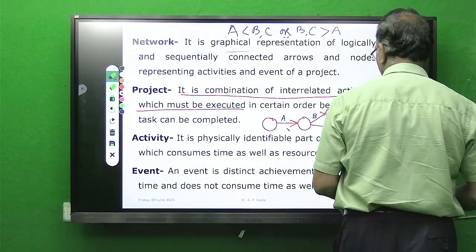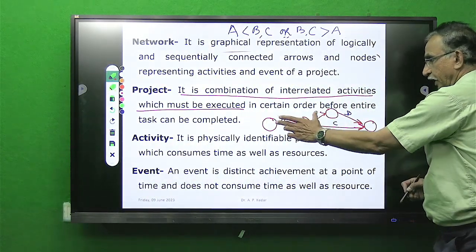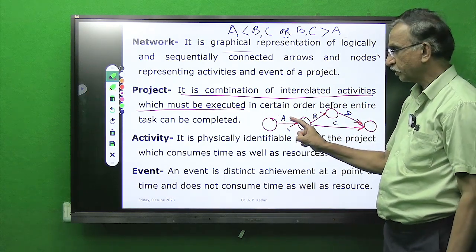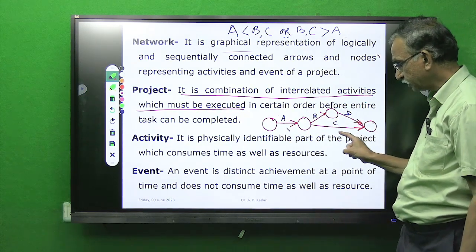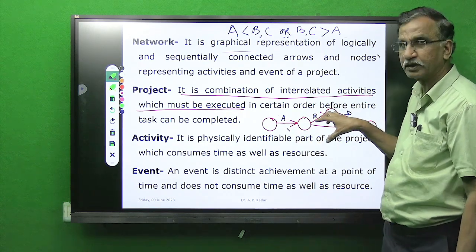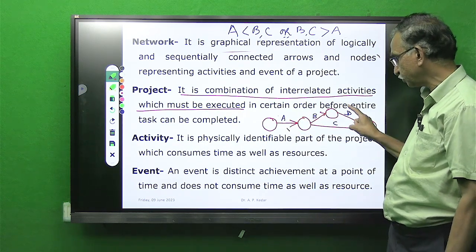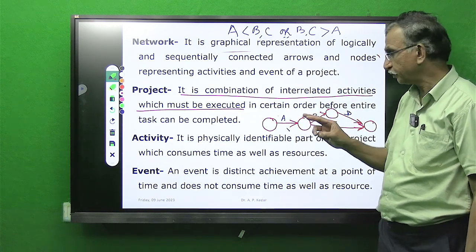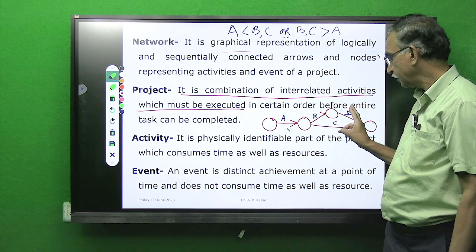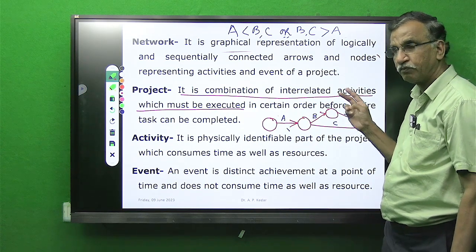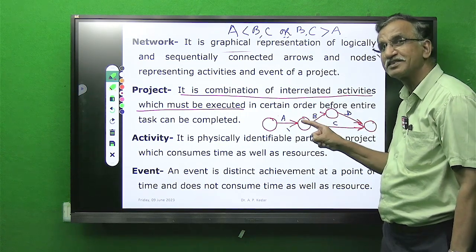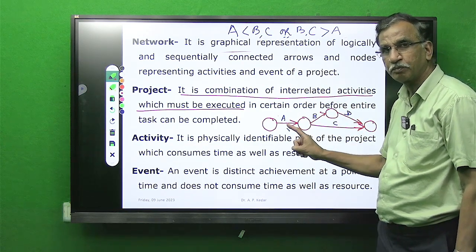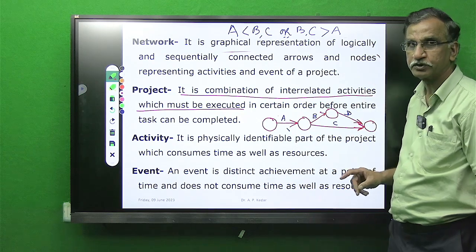Now, this small diagram which I have drawn is a network diagram for this project. This is the network diagram for the project which consists of 4 activities A, B, C, D, which will be executed in sequence, and it will start at one point, it will end at one point.